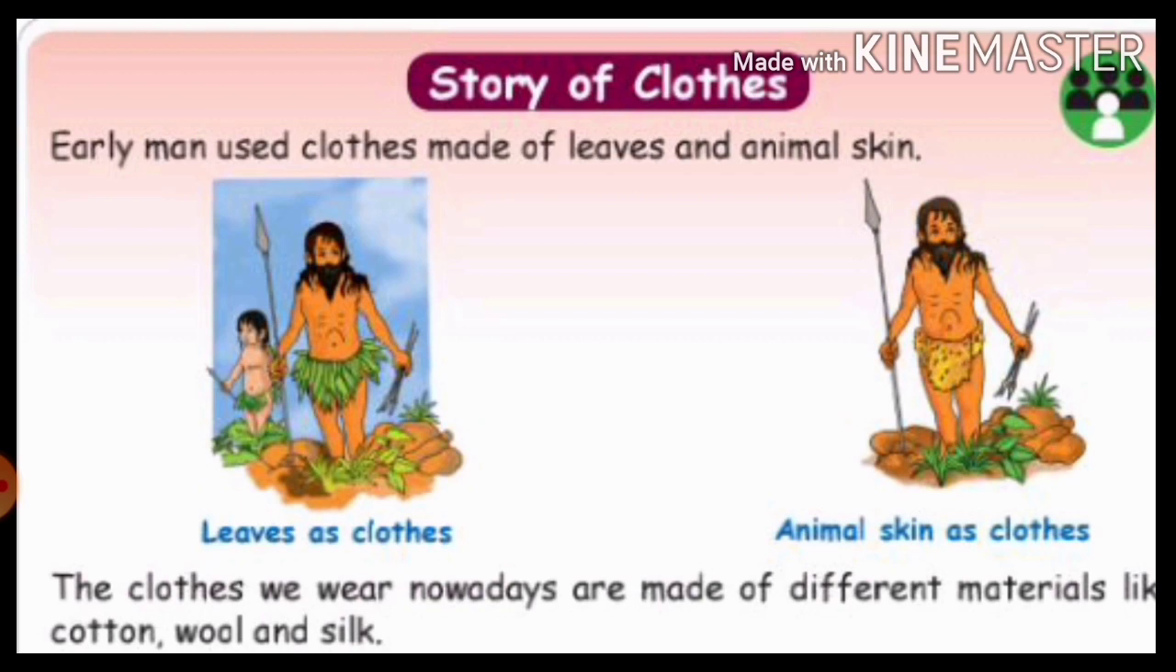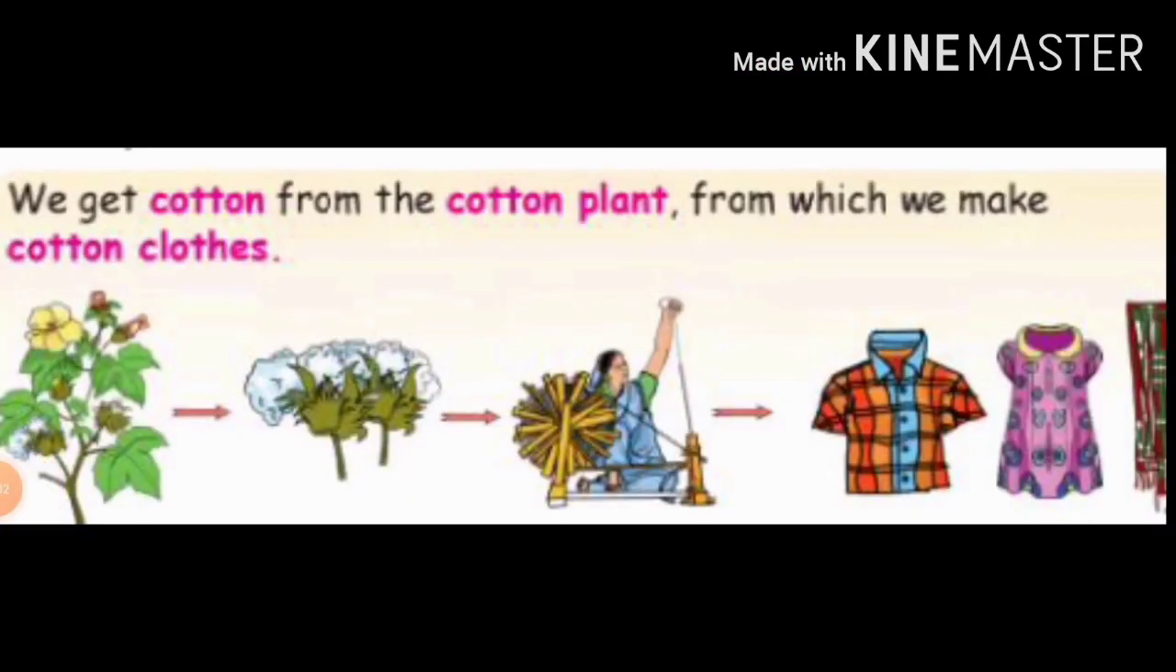The clothes we wear nowadays are made of different materials like cotton, wool, and silk. Children, first we will see about cotton. From where do we get cotton, children? We get cotton from cotton plant.